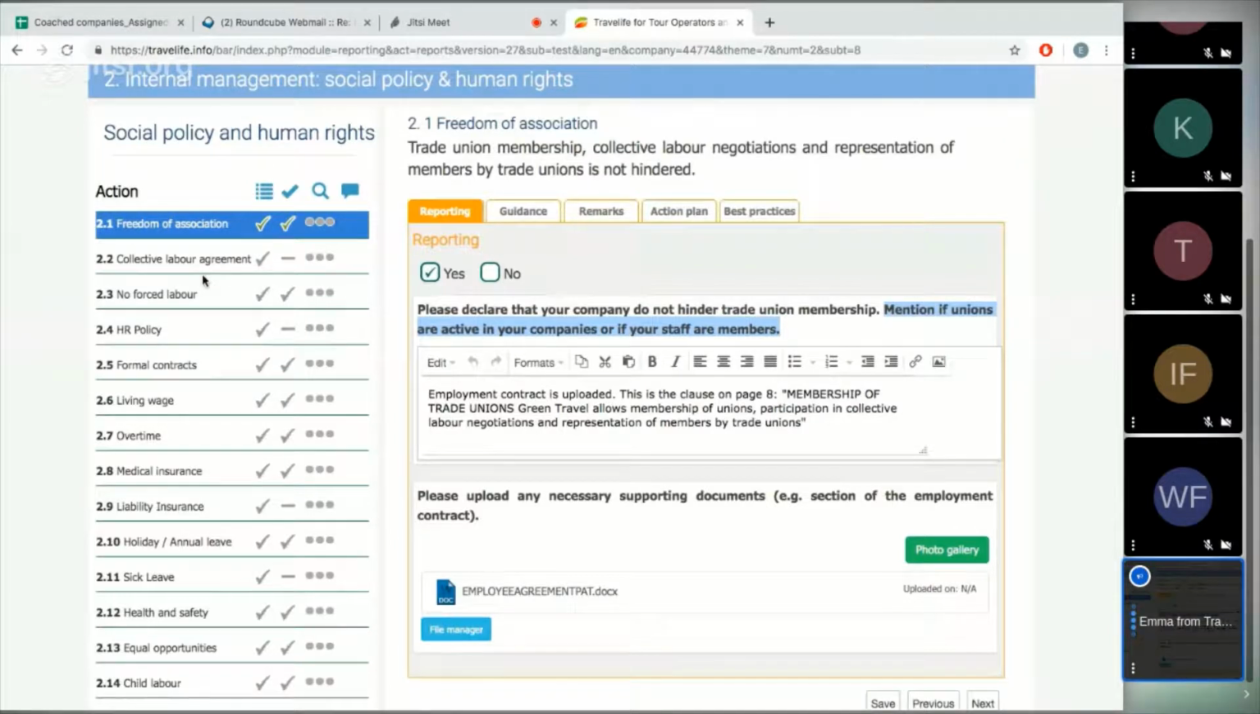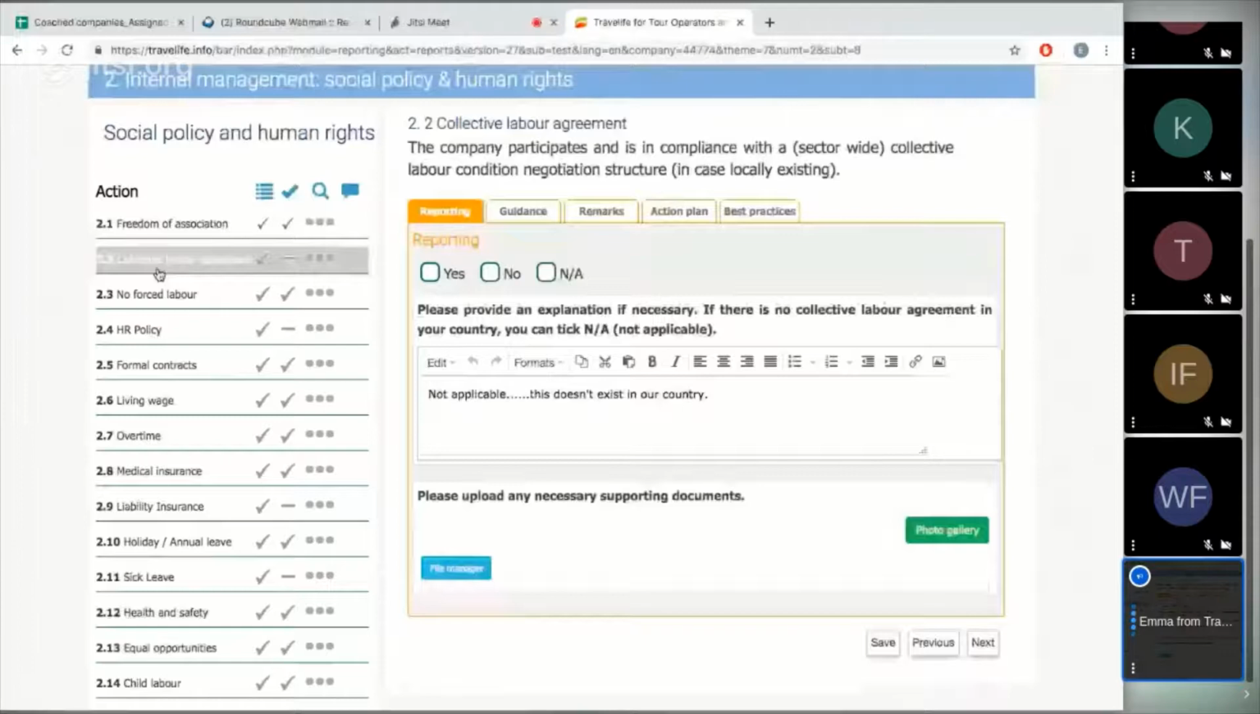The next criterion is regarding a collective labor agreement. So in a lot of countries, a collective labor agreement exists in the sector-wide, in the sector, so in the tourism sector. However, in some companies, it doesn't exist, so there's no collective labor agreement. In that case, you can tick yes and explain that it doesn't exist in your company, in your country.